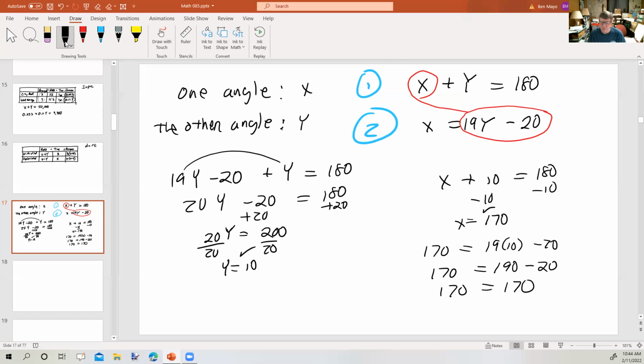Now, what's different here from what we've done in the previous 3 sections is we're not just looking for an ordered pair. We're looking for an actual quantity of something. What are we looking for? In this case, we're looking for one angle and the other angle. So one angle is 170 degrees. The other angle is 10 degrees. In other words, the answer to that question would be the 170 degrees and the 10 degrees, not x is 170 and y is 10.